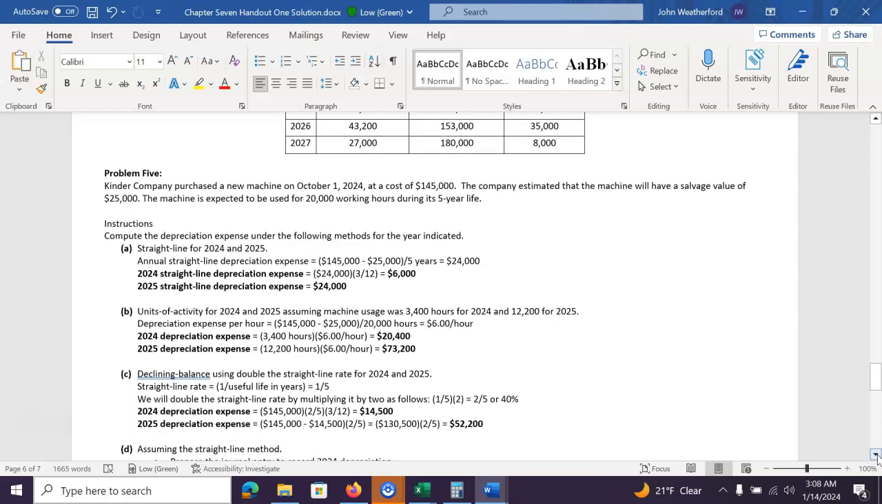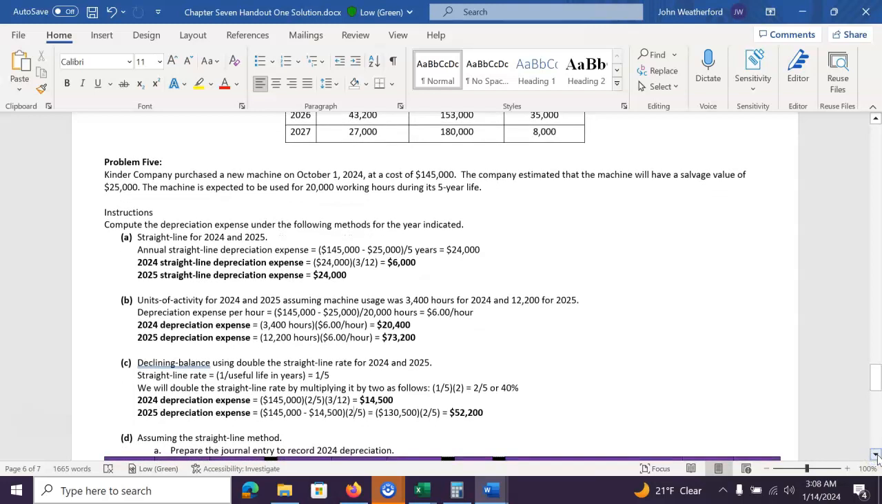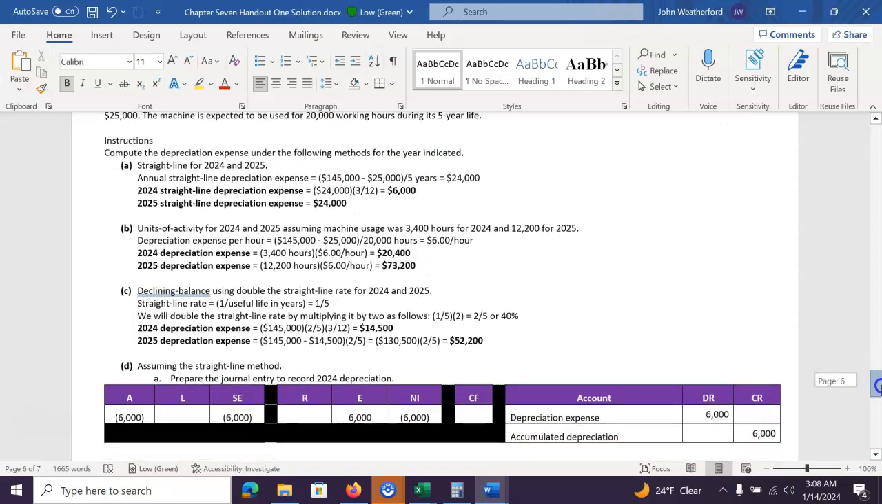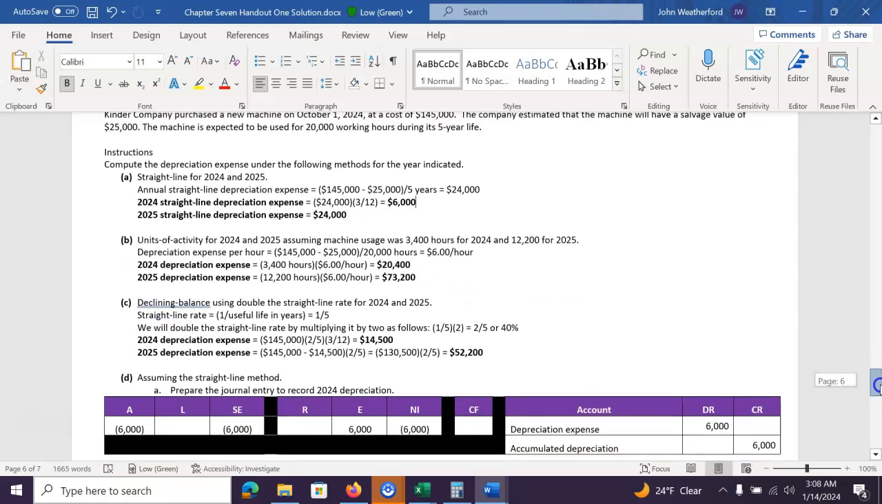Assuming straight line method, prepare the journal entry to record the 2024 depreciation. Well, that was $6,000 from up here. A debit to depreciation expense, credit to accumulated depreciation. I think you're probably starting to see a pattern there. Anytime we record depreciation expense, we debit the expense account and credit the contra asset.